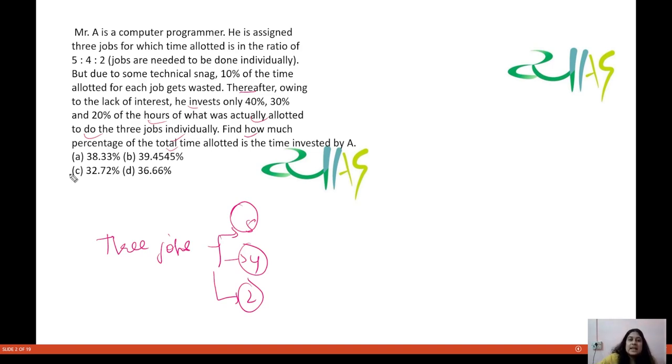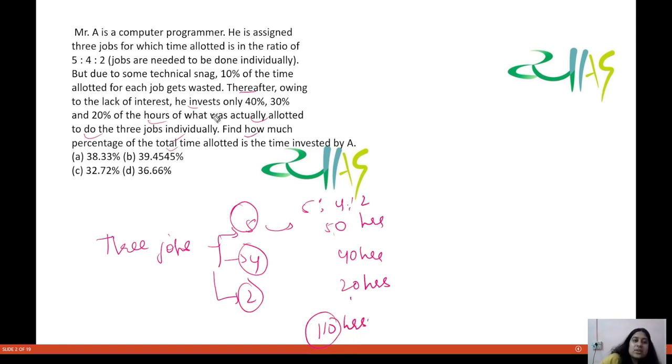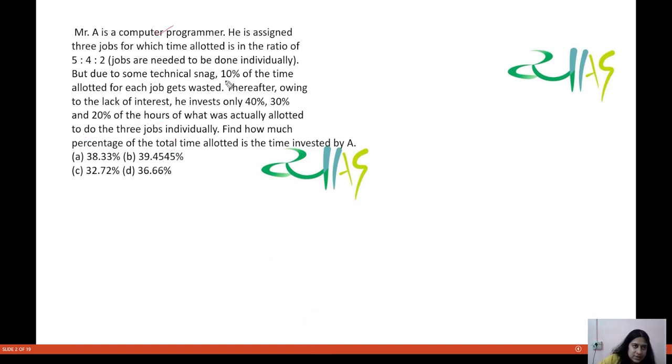Fine. See, now this is the ratio given, 5 is to 4 is to 2. So we can assume that these jobs take 50 hours, 40 hours, and 20 hours. So the total time allotted is how much? 110 hours. Fine.